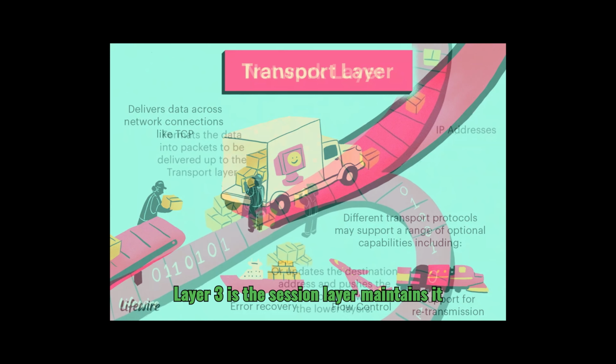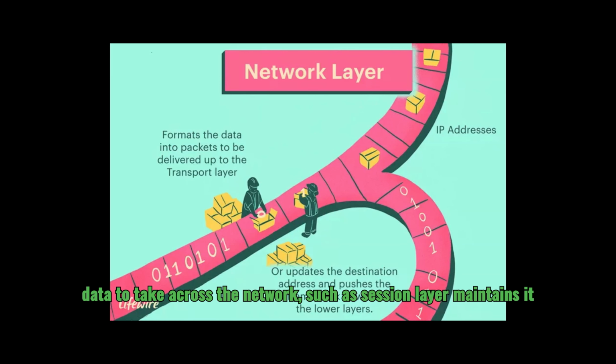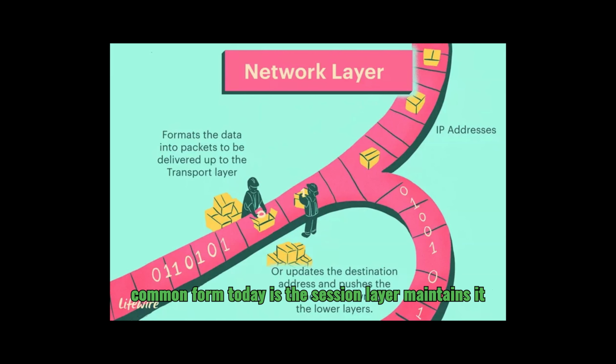Layer 3 is the network layer. This layer locates the destination of your request by using logical addressing, like IP addresses. It figures out the best route for the data to take across the network, such as the internet. Logical addresses are software controlled, and the most common form today is the IPv4 format, like the familiar 192.168.1.1 address used for home routers.